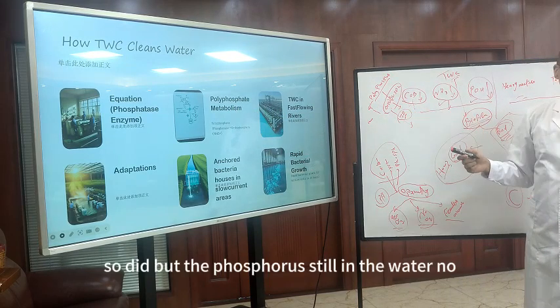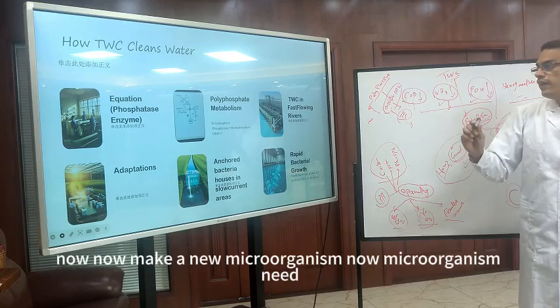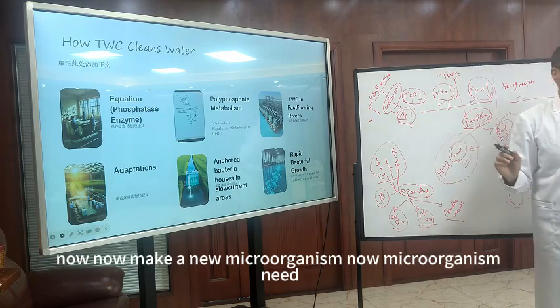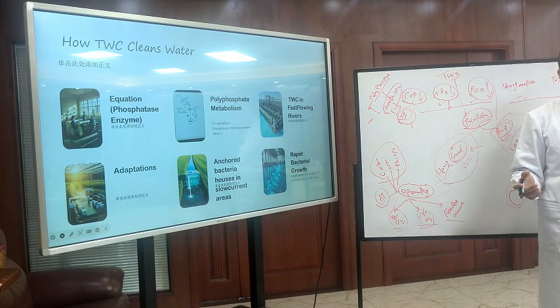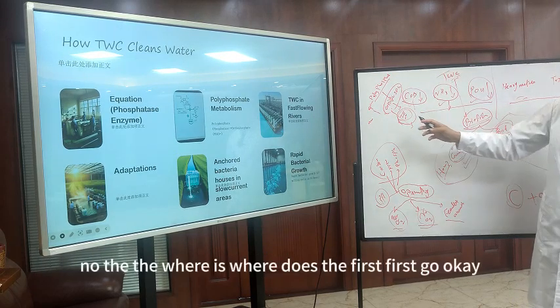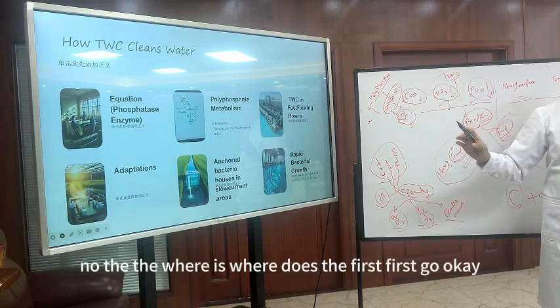But the phosphorus is still in the water. Now a new microorganism is made, but organisms are still in the water, they don't disappear. So does that mean the phosphorus always stays in the water? No. Where does the phosphorus go?